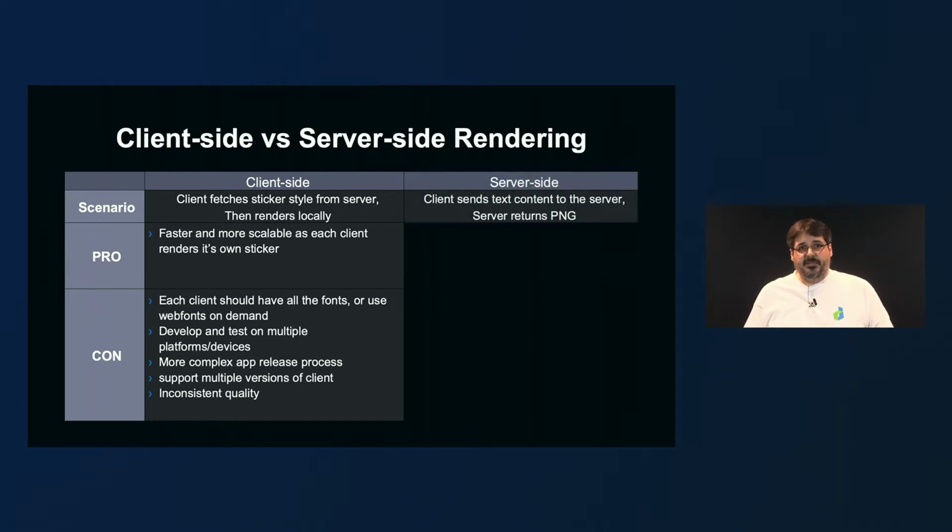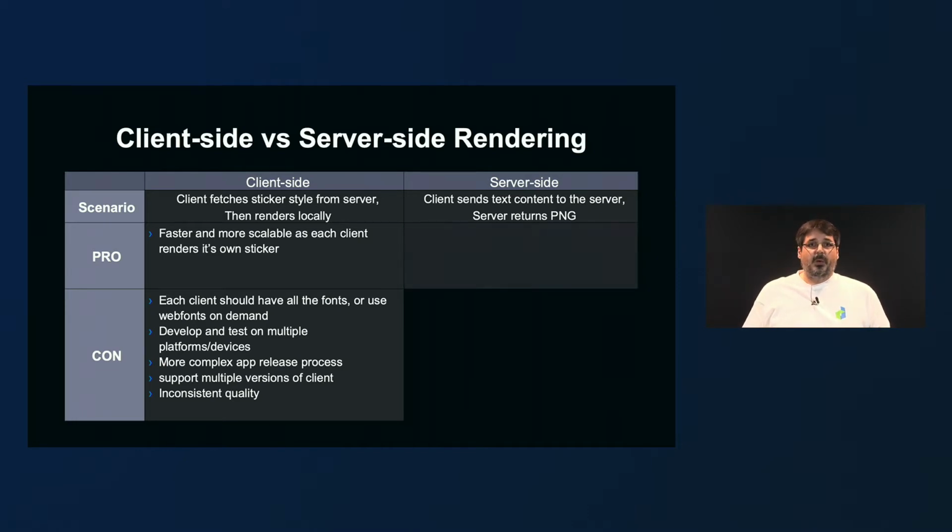So let's take a look at a different scenario where the client sends the text content to the server and the server returns the rendered PNG. Well, the advantages are that the rendering engine is independent from the client device. And it's much easier to deploy new features, new fixes, or fonts to all clients at the same time.